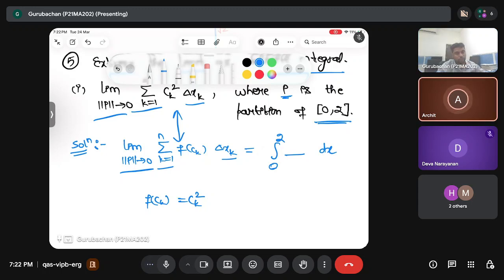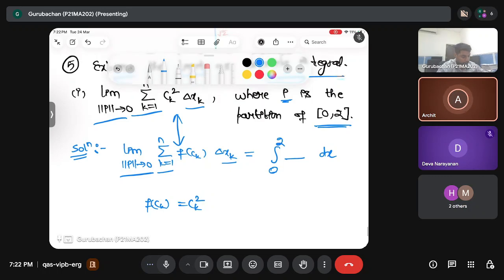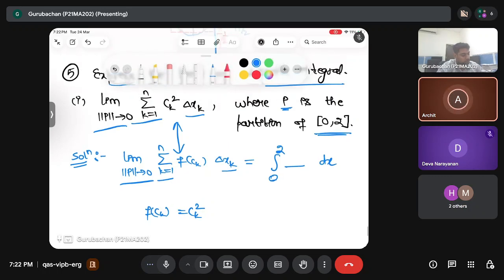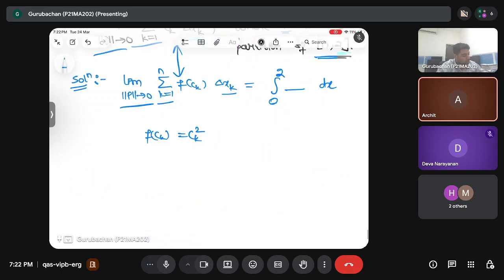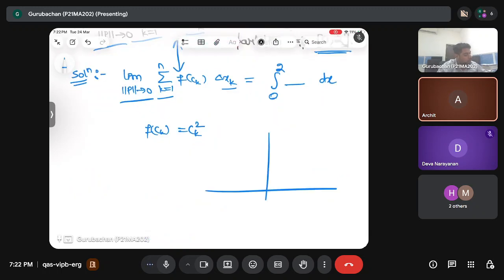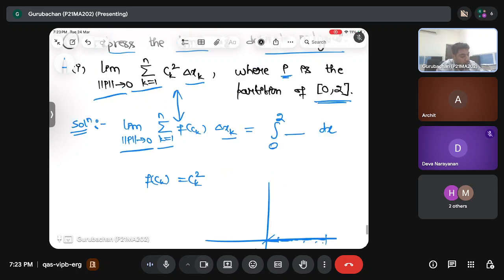Sir, why then in the question k equals 1 to n? I told you, what we are doing, this is your interval 0 to 2. I am partitioning it in uniform sense. This is some subinterval, this is some subinterval. In this scenario, I am creating n subintervals and then I am summing it up. And I'm making sure that this subinterval length goes to 0.